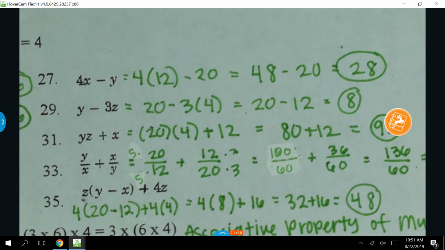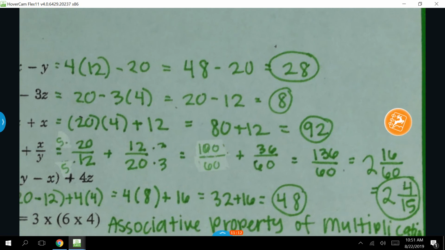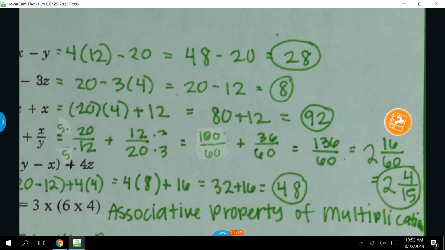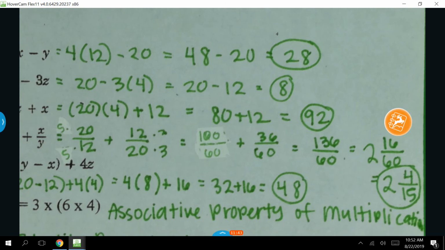27 through 35. We can see that. 27 is 28. 29 is 8. 31 is 92. 33 is 2 and 4/15. And 35 should be 48. Questions on any of those?